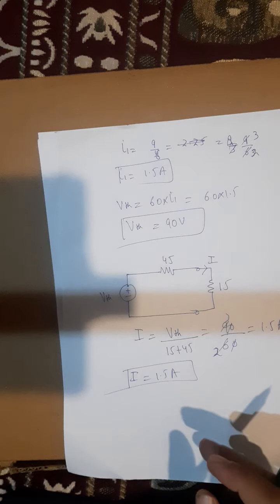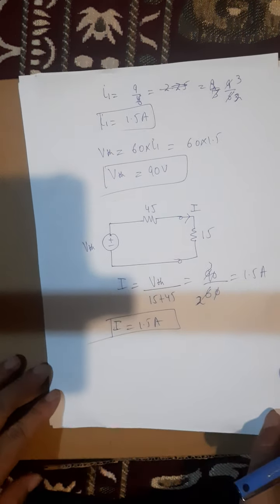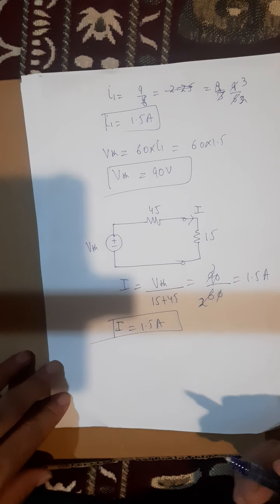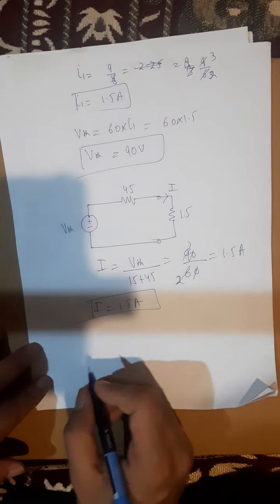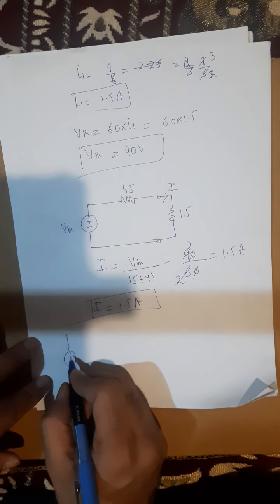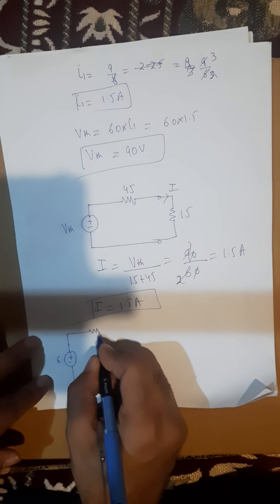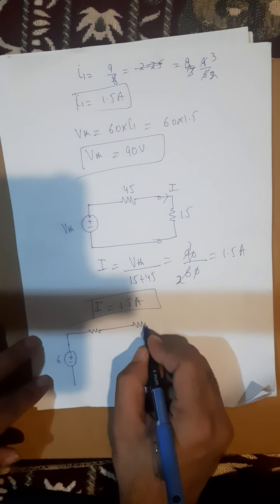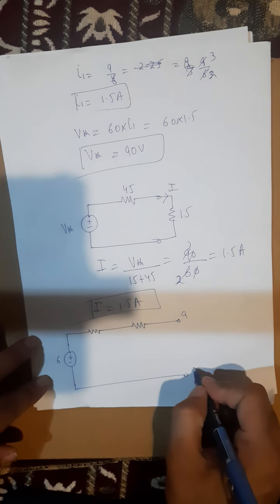Next, let us solve a circuit where we have a dependent source as well. The circuit looks like this. We have a 6-volt voltage source, a 5 ohm resistor, and a 3 ohm resistor. This is terminal A, this is terminal B.